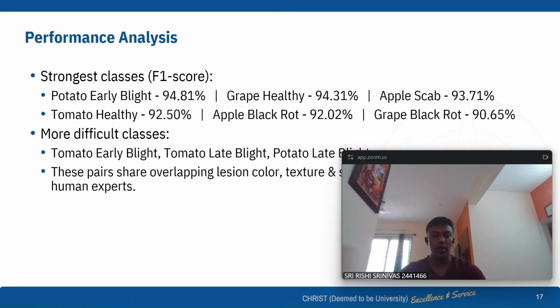However, early blight, tomato late blight, and potato late blight were more challenging. This matches what we observed in the confusion matrix which we previously saw. These diseases have very similar visual features, particularly in terms of lesion color, texture, and shape, making them hard for the model to distinguish.